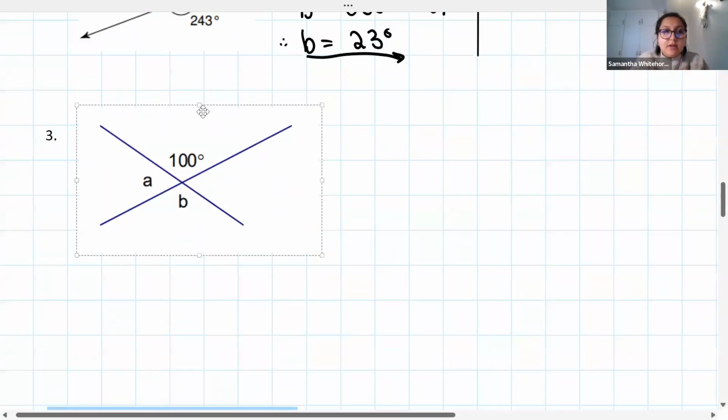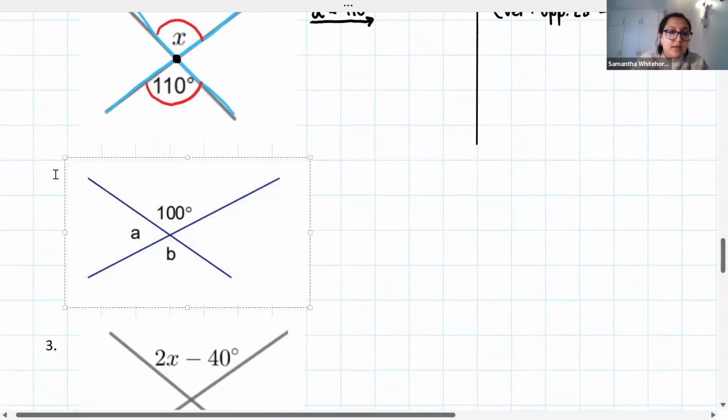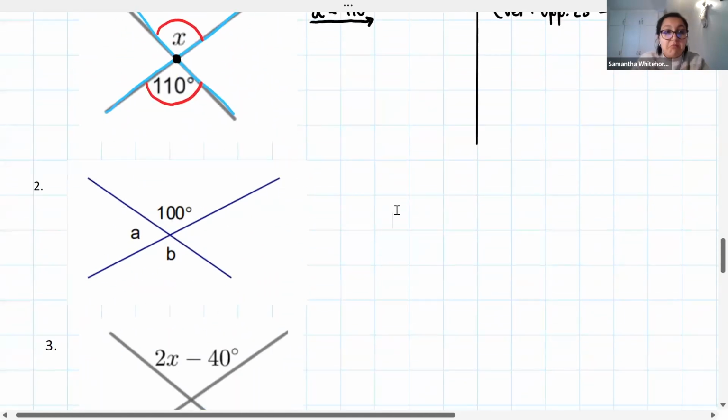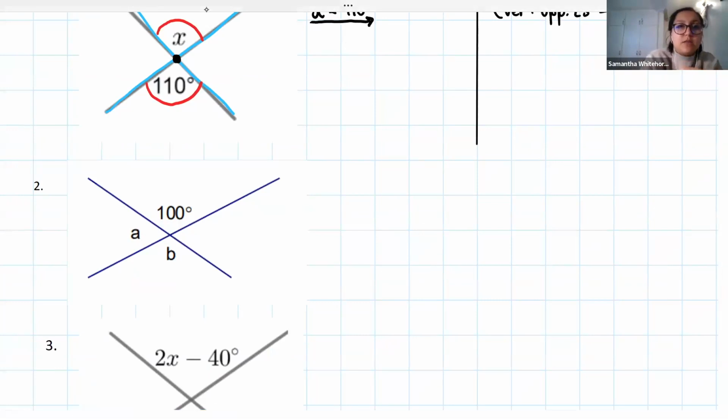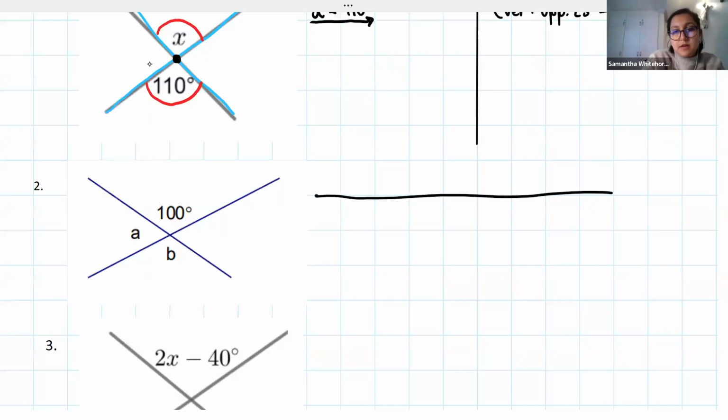Let us have a look at this question over here. This is going to be our new question. Currently, I just went from 1 to 3 as well. So, you know, let's have a look at question 2. I'll make it smaller just now for you to screenshot. Again, we want to give our statement and our reason.